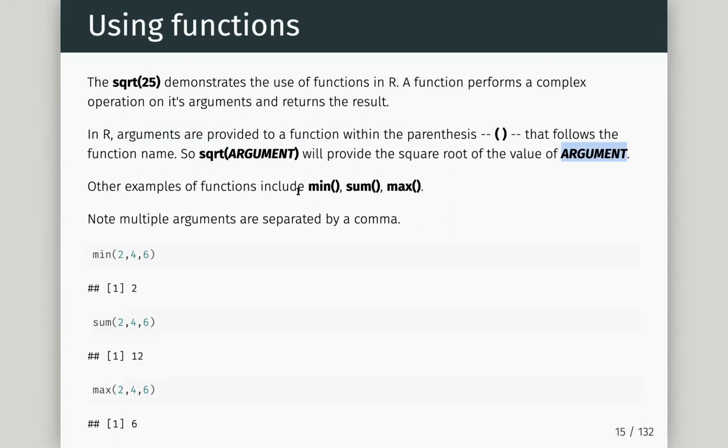Other functions which we're going to come across regularly are things like min, sum, max. And in these cases, we can provide multiple arguments. I want to find the min of multiple numbers. I'm going to give it my first argument, my second argument, my third argument, separated by commas. Okay. Function name, parentheses, all my arguments are going to go in between there.